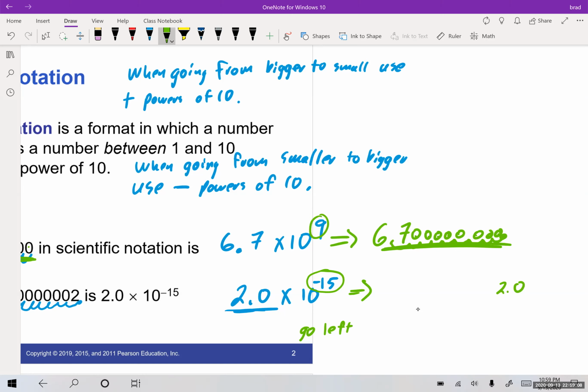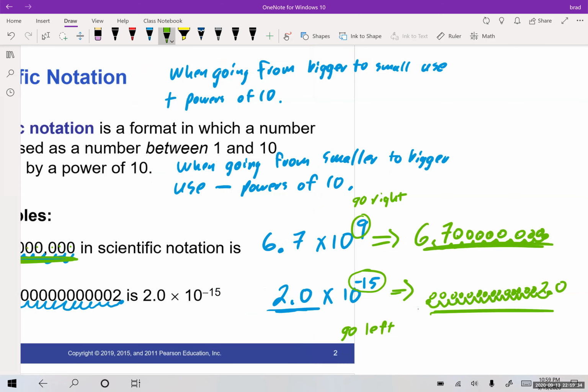A positive exponent, go right with the decimal, okay? So here's my decimal, and I'm going to go left 15. 1, 2, 3, 4, 5, 6, 7, 8, 9, 10, 11, 12, 13, 14, 15. So you guys get it, and this number will now match the same.